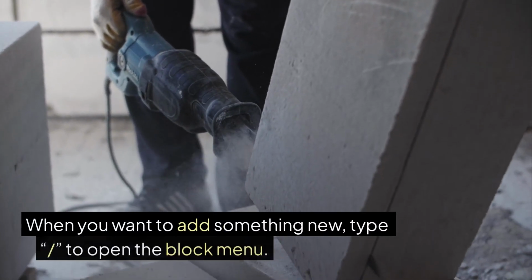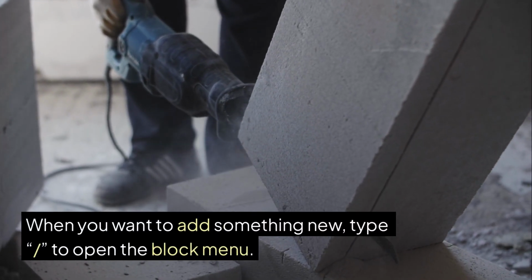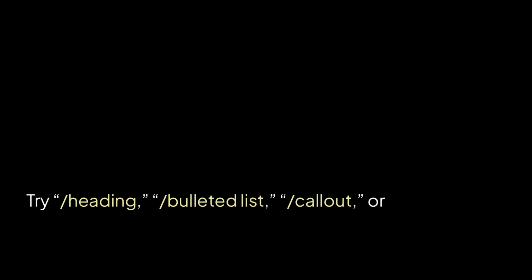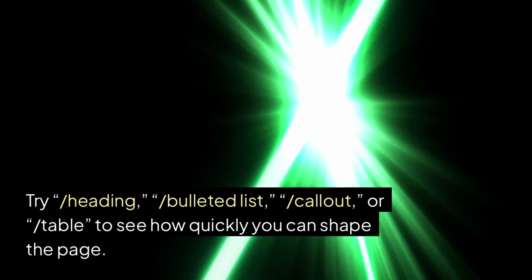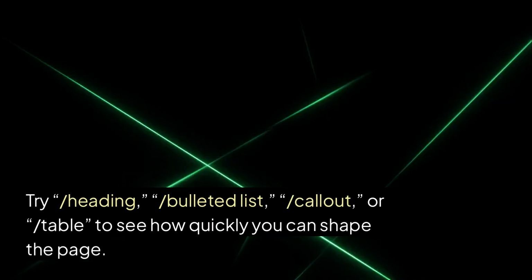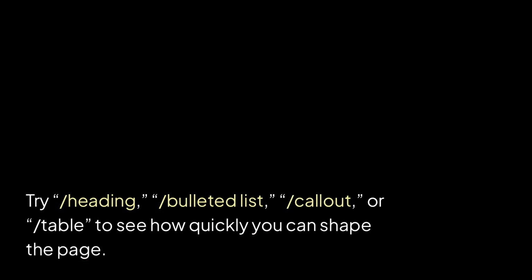When you want to add something new, type slash to open the block menu. Try heading, bulleted list, callout, or table to see how quickly you can shape the page.